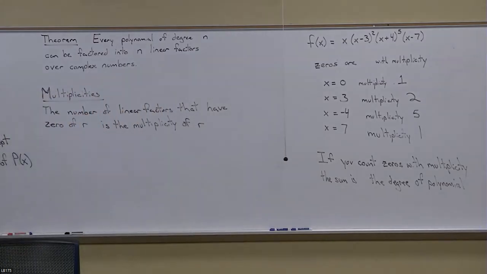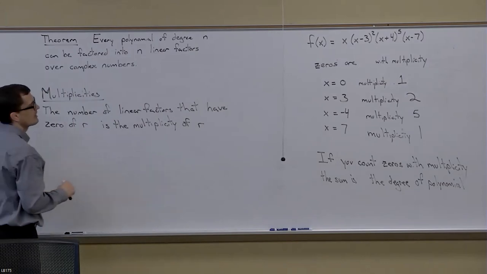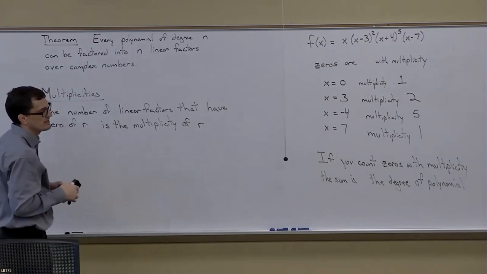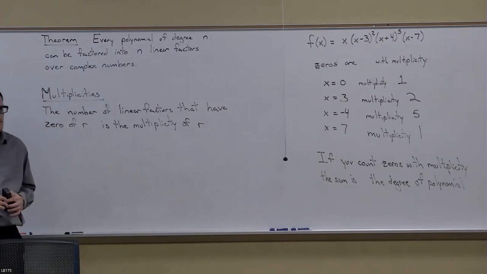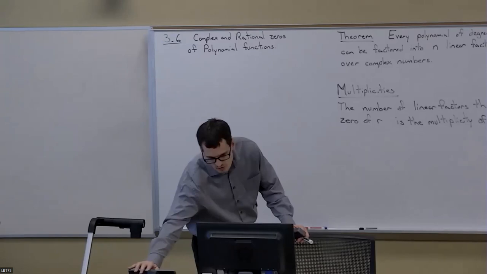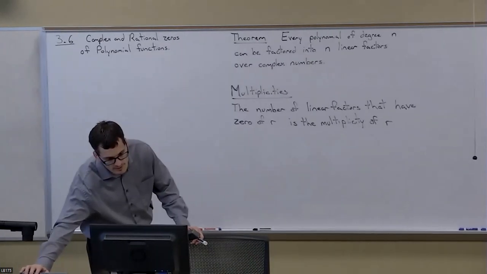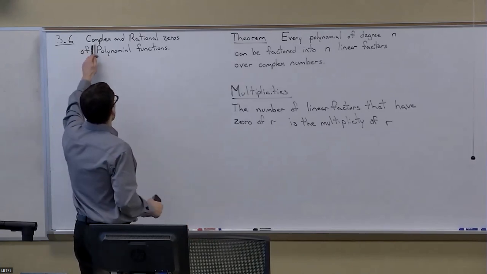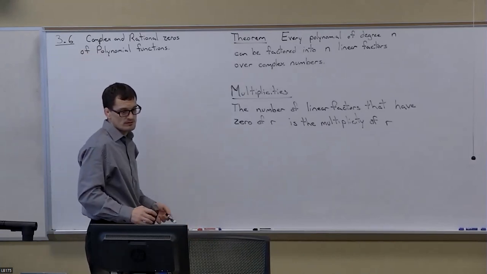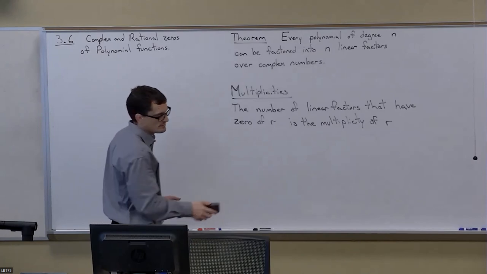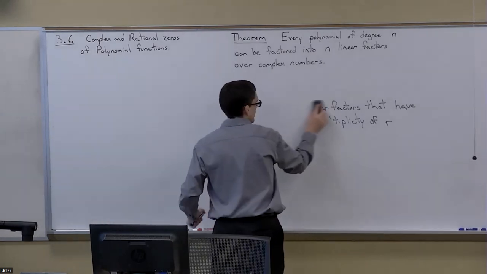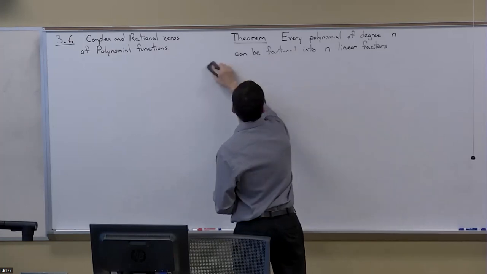Now, so far, most of the zeros that we've looked at are either integer or at least real number zeros. Okay. So what we're going to do is start talking about the complex zeros of a polynomial and how they have to occur.